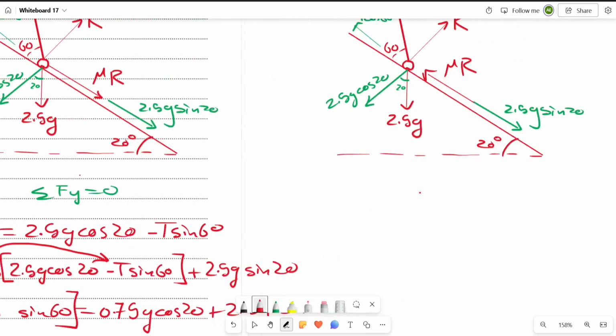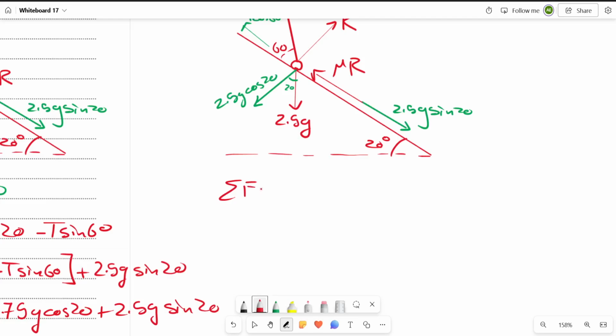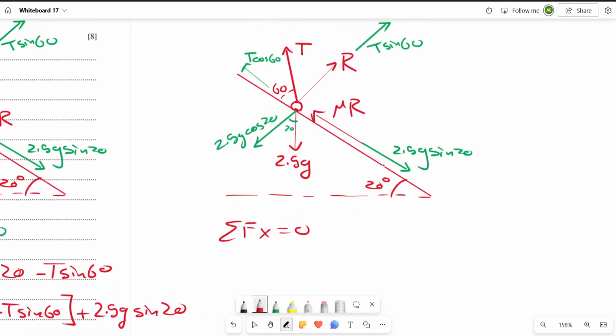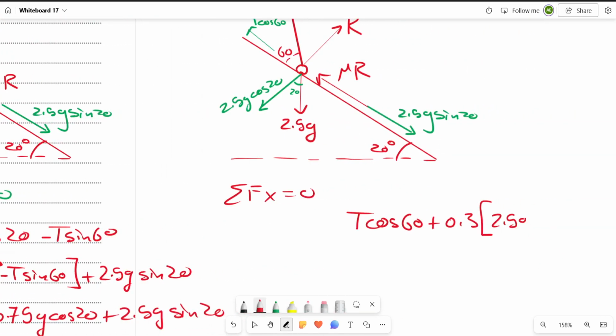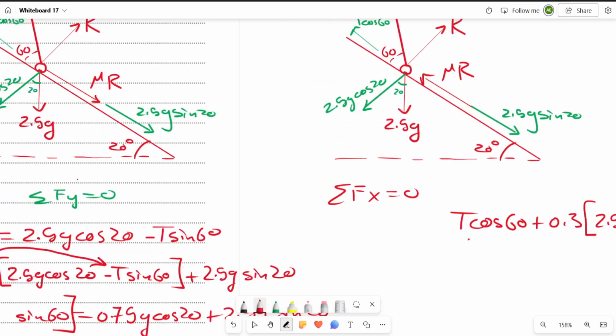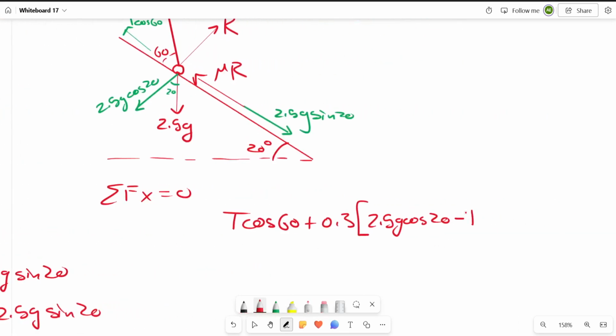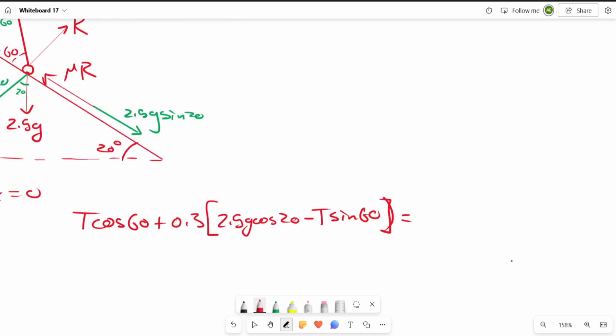However, in sigma fx equals 0, I'm going to have the forces up balance the forces down. So forces up now is t cosine 60 plus mu r. So t cosine 60 plus 0.3, which is mu, times r, which was 2.5 g cosine 20, minus t sine 60. So now the t cosine 60 plus mu r are going to be balanced by the 2.5 g sine 20.